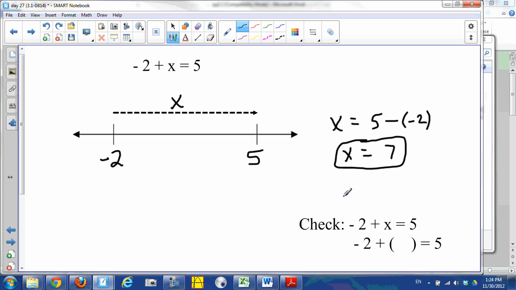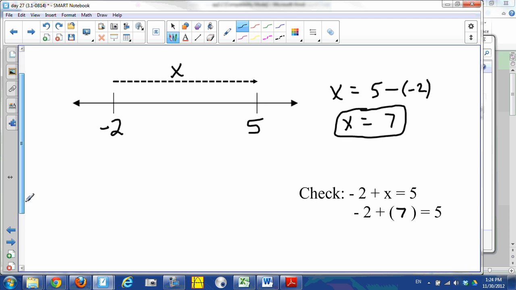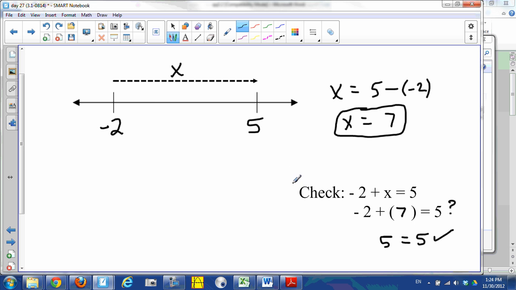Now let's check that solution. We just substitute the 7, that solution, in place of the variable in the original equation, -2 plus 7, and we ask ourselves, does that equal 5? And -2 plus 7 is indeed 5. So that is indeed the solution.